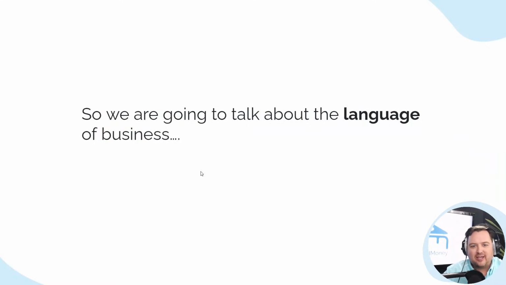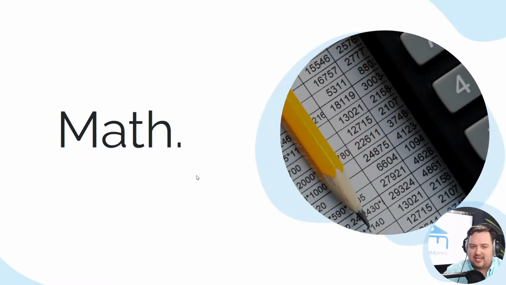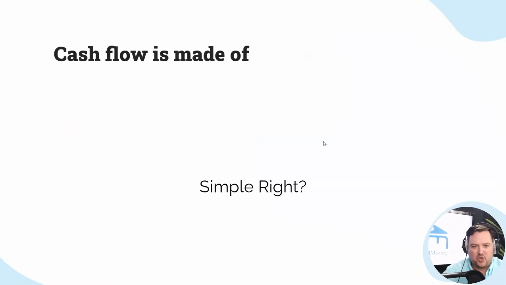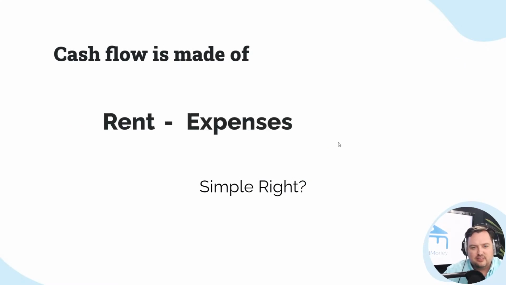So we're going to be talking about the language of business right now, okay? The language of business, we're talking math, guys. Now, when I say this, I know your stomachs get sick. I know you start seeing a temperature rise, but this is so important, okay? Cash flow is simple, right? Pretty simple. You take your rent, you minus your expenses, it equals your profit or equals your cash flow, right? Seems really simple. Not so fast.